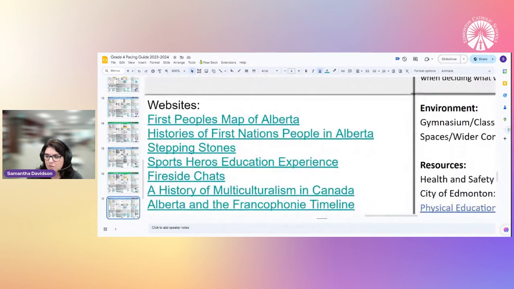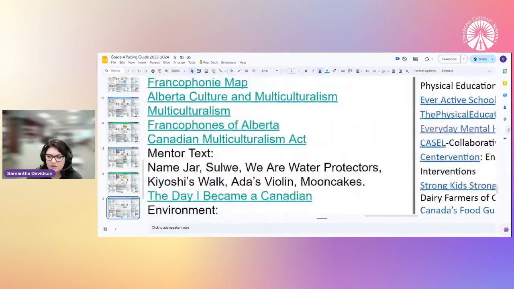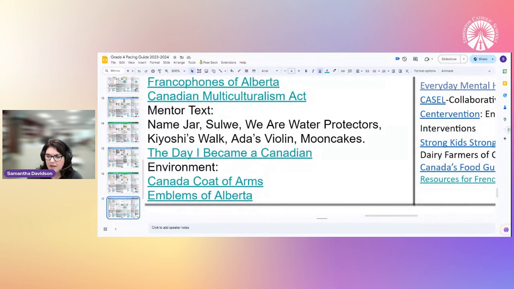And then finally, in our resources, we have First Peoples Map of Alberta, Histories of First People in Alberta, the Stepping Stones, Fireside Chats. All of these resources are here. We've got a list of the mentor texts. And then we've got another reading here, The Day I Became a Canadian. The Canadian coat of arms and emblems of Alberta would be great to have up in your classroom.